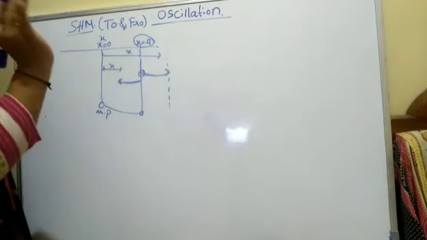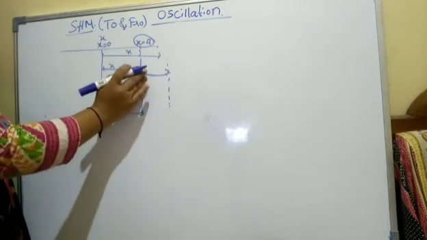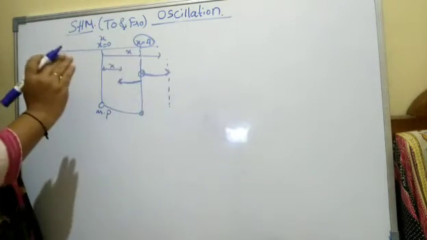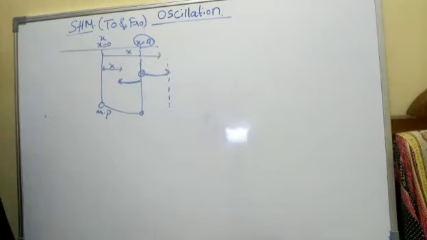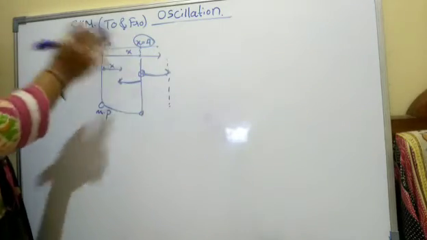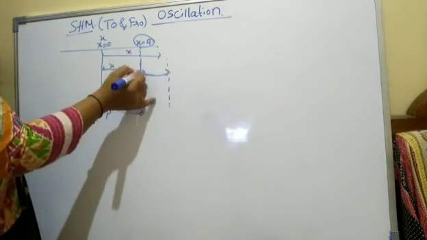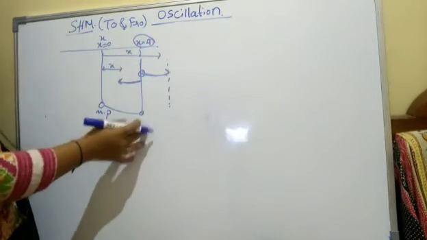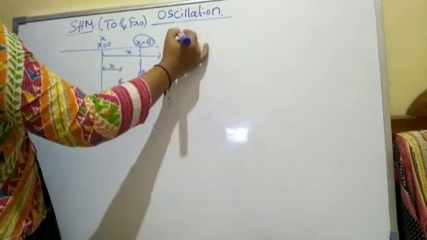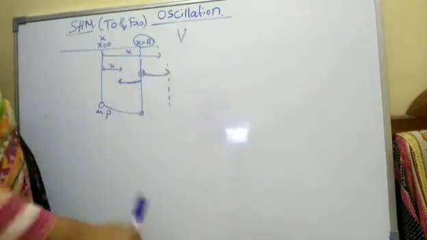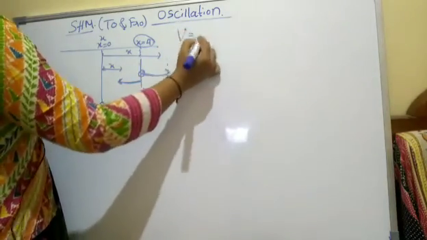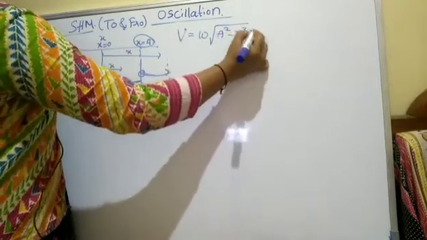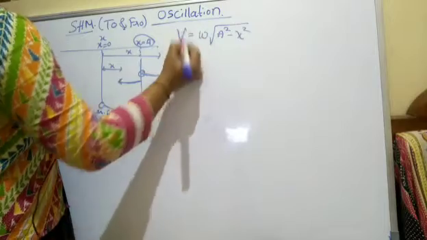So what will be the general equation of a particle showing displacement in the positive direction, starting the journey from the extreme position? In this position, what is the equation? We have the velocity of a particle: v is equal to omega root of a square minus x square. Concentrate here, this is very important.